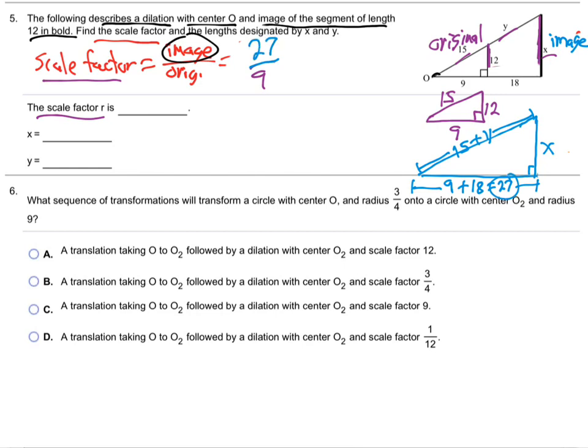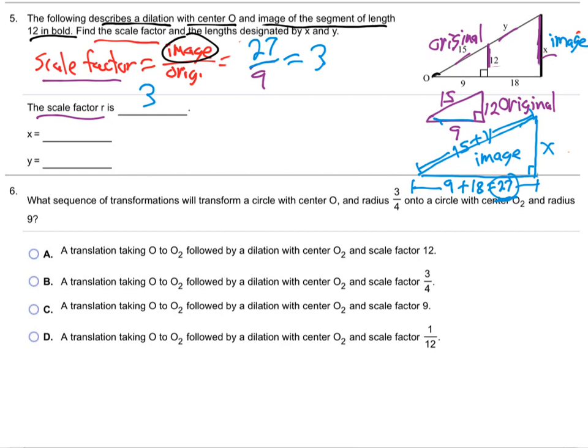And this, by the way, is the image triangle. And this little one here is the original. Right? So the bottom of the image is 27, and the bottom of the original is 9. So that's going to be 3. So that ratio is 3. So watch out when you do these ratios. It's a really common mistake, an easy mistake to make.